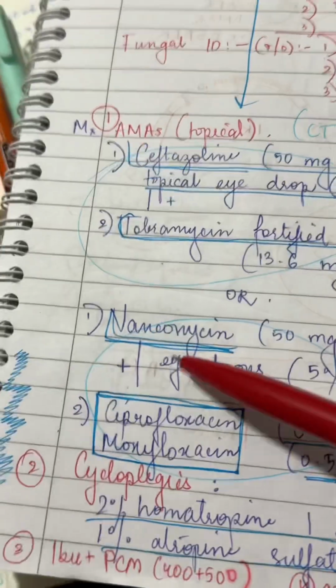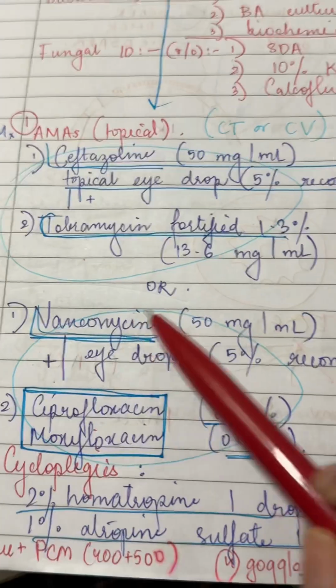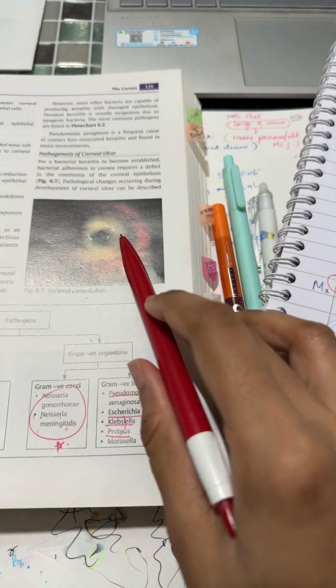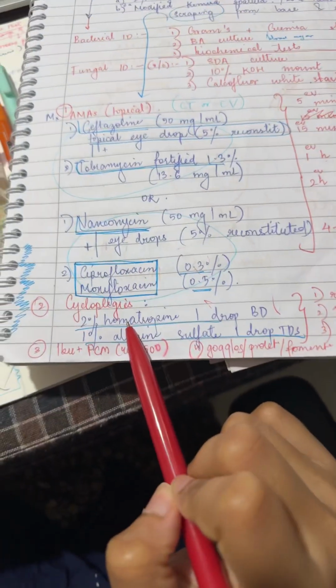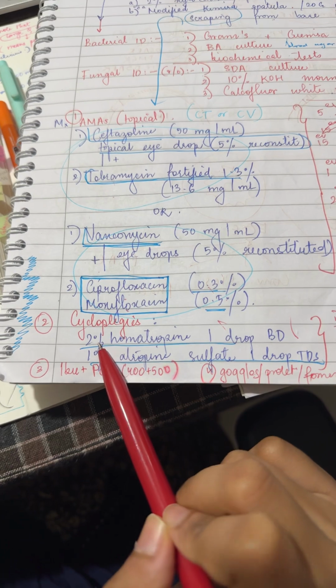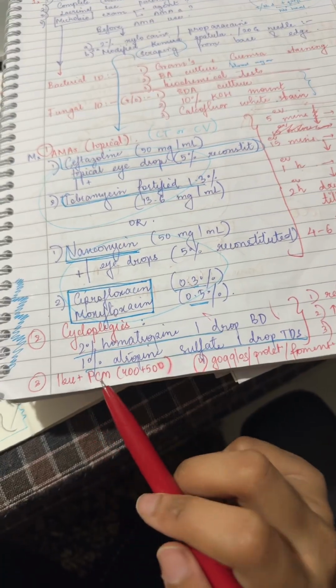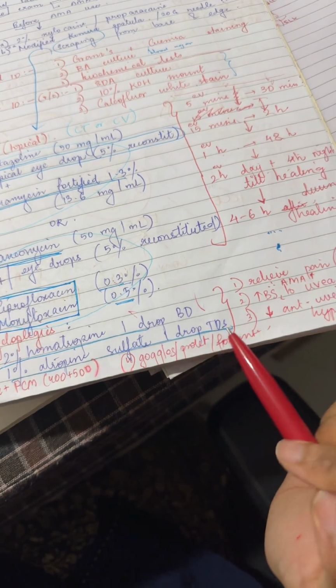Instead of cefazolin, you can give vancomycin and ciprofloxacin or moxifloxacin also, 50 mg per ml, 5% solution as eye drop. Ciprofloxacin or moxifloxacin is 0.3 to 0.5%. Patient has a lot of pain when their pupils contract, so you will give cycloplegics, which keep the pupil paralyzed, 2% homatropine 1 drop BD or 1% atropine sulfate 1 drop TDS. For pain also ibuprofen and paracetamol, and you will give goggles and protection and fomentation also.